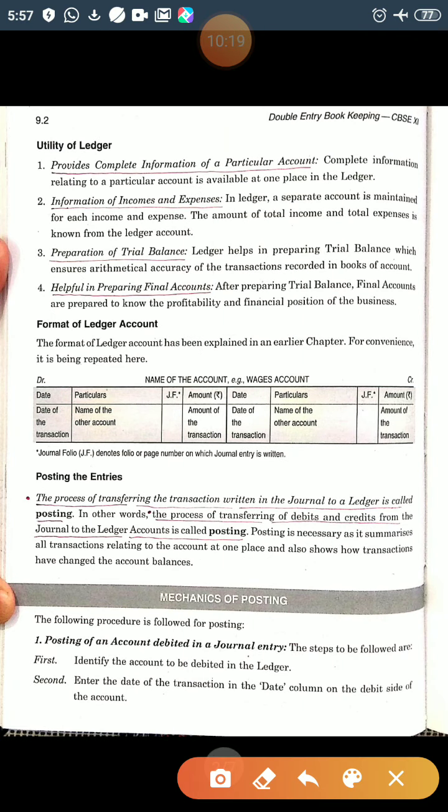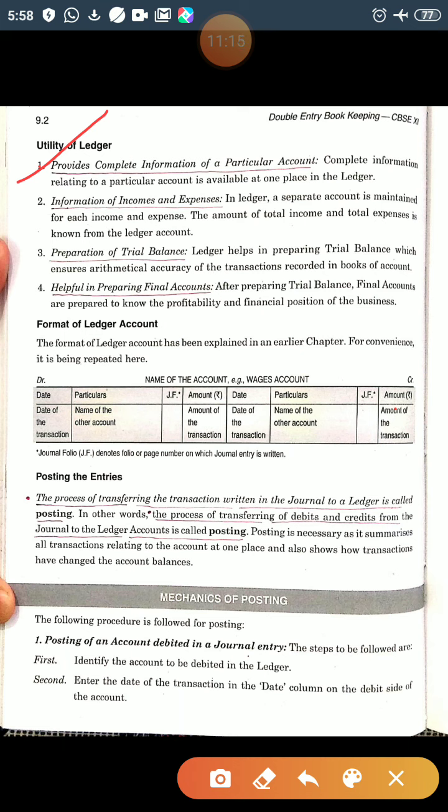Utility of ledger. First utility, it provides complete information of a particular account. It means if you are going through the journal and you want to know the information of the purchases, you have to flip through so many pages, it may be 365 or more pages during the year, and you have to make a lot of effort to know the total purchases. But the ledger gives you a gist, a summarized form, and very quickly you get to know the complete information about the particular account. So the first utility of the ledger is that it provides complete information of a particular account.